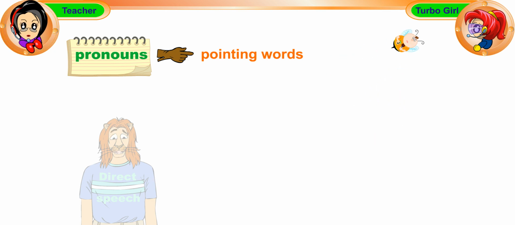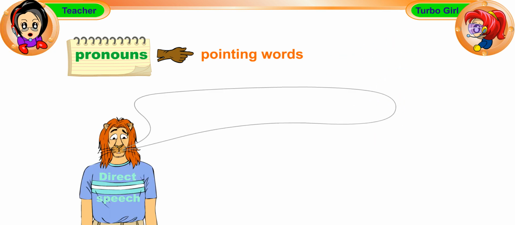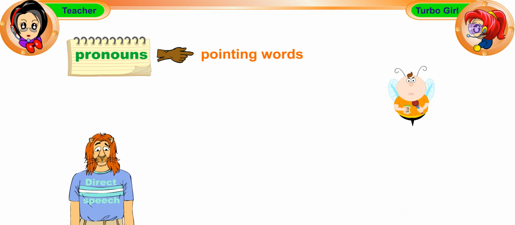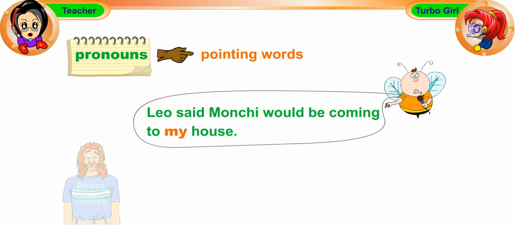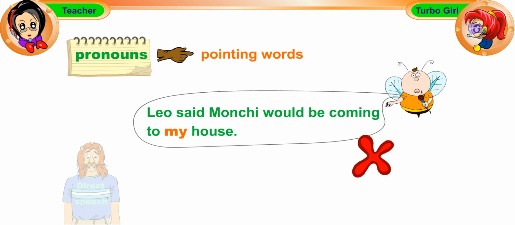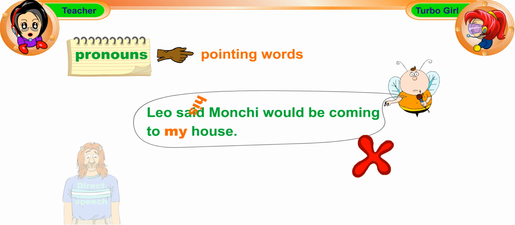For example, in direct speech, Leo said, Monchi will be coming to my house. In reported speech, Leo said Monchi would be coming to my house is incorrect. In reported speech, it should be Leo said Monchi would be coming to his house.